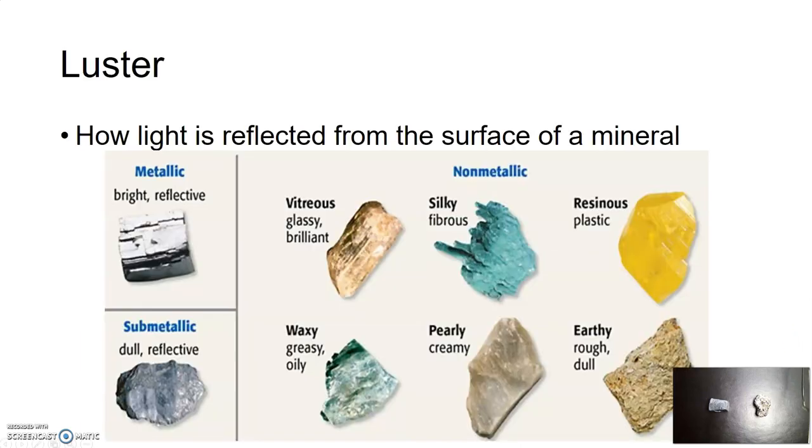The first characteristic that you'll typically look at when you're trying to identify a mineral is luster. Luster is defined as how light is reflected from the surface of a mineral. So how does the light bounce off of it? There are two broad categories that I want you to focus on: either metallic or non-metallic. So let me show you my examples here.